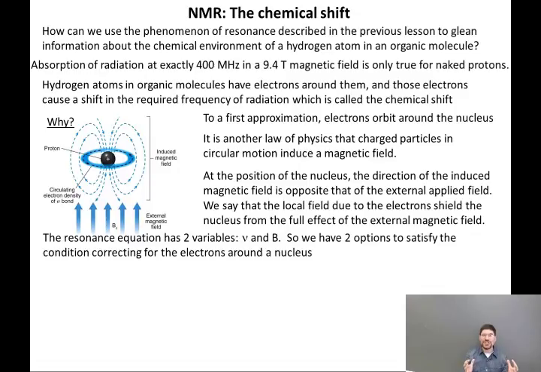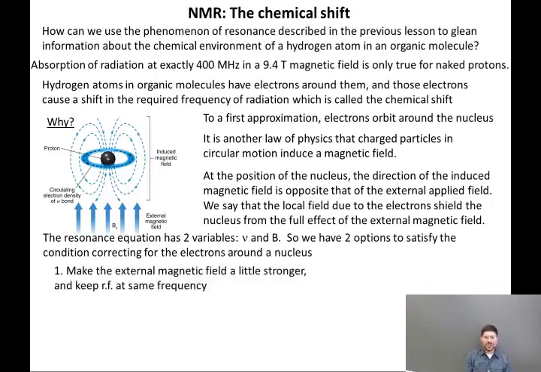Okay, so the resonance equation that we went over in the previous lesson has two variables, nu and B, the field strength. So we have two options to satisfy the resonance condition, correcting for the fact that there are electrons around a nucleus that induce this local field in the opposite direction. So the first way to correct for it is to make the external magnetic field just a little bit stronger. That corrects for the induced magnetic field, and you can keep your radio frequency radiation, your nu, at the exact same frequency to get a peak.